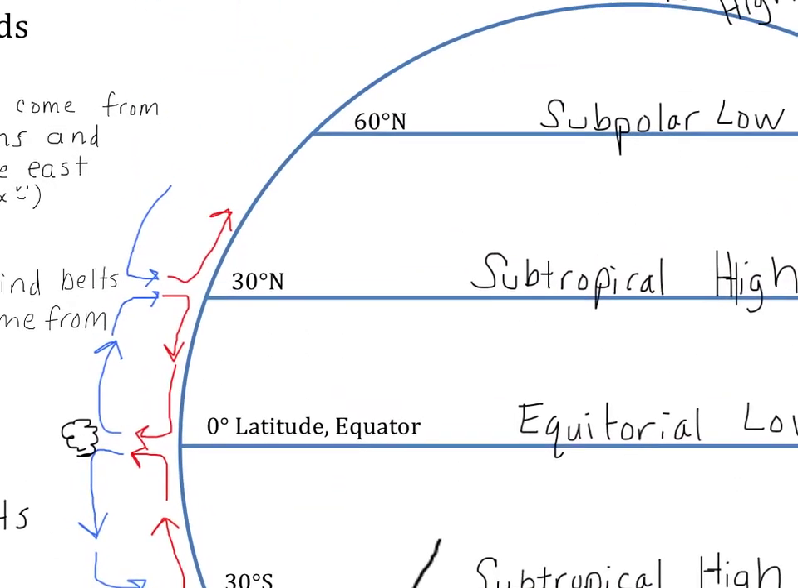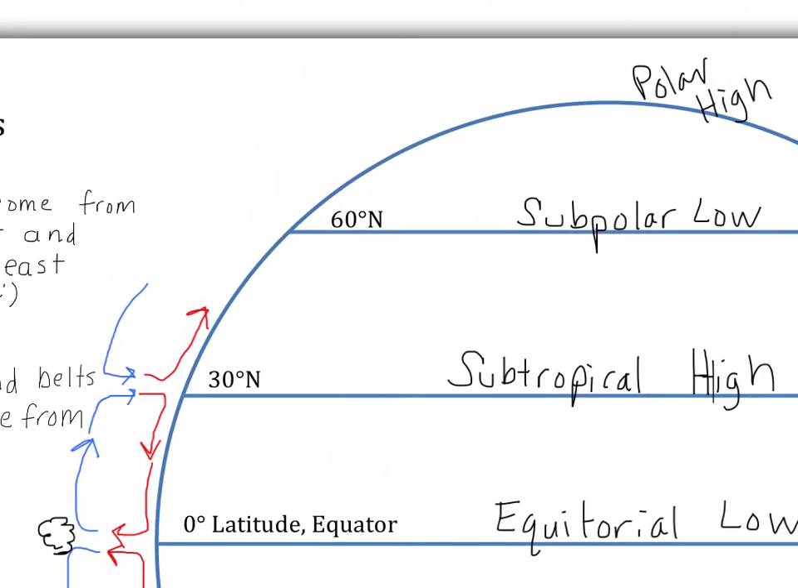And we've got to draw in those same arrows up top. Warm air coming in, rising at 60 north, cooling, then diverging. Don't forget your clouds. We have cool air coming in on the surface, rising and becoming even colder, going outwards and diverging.